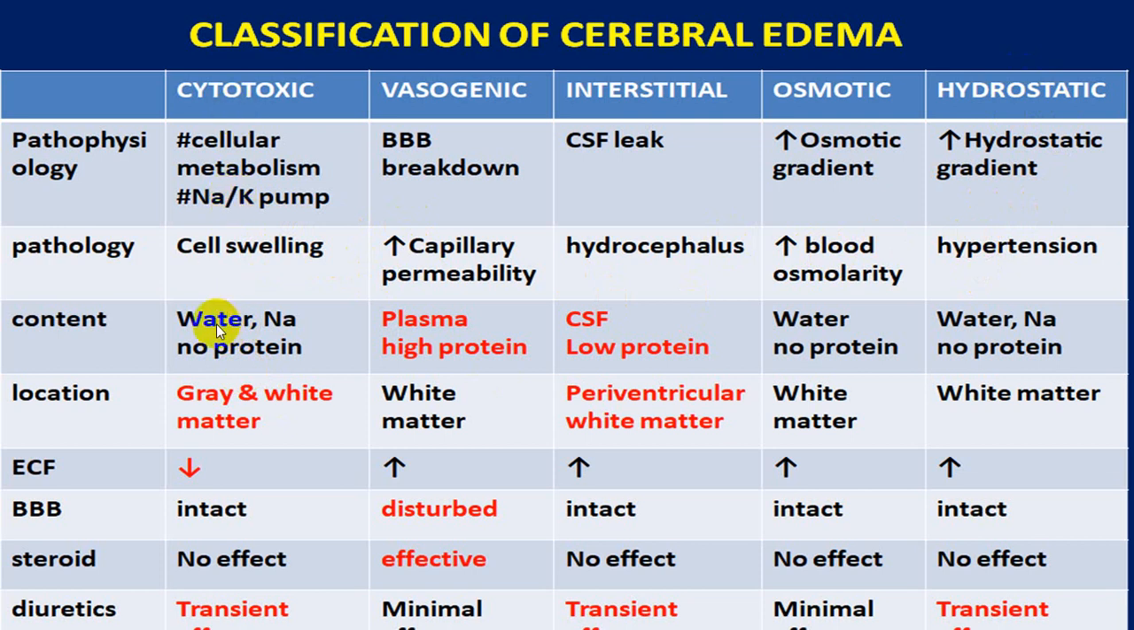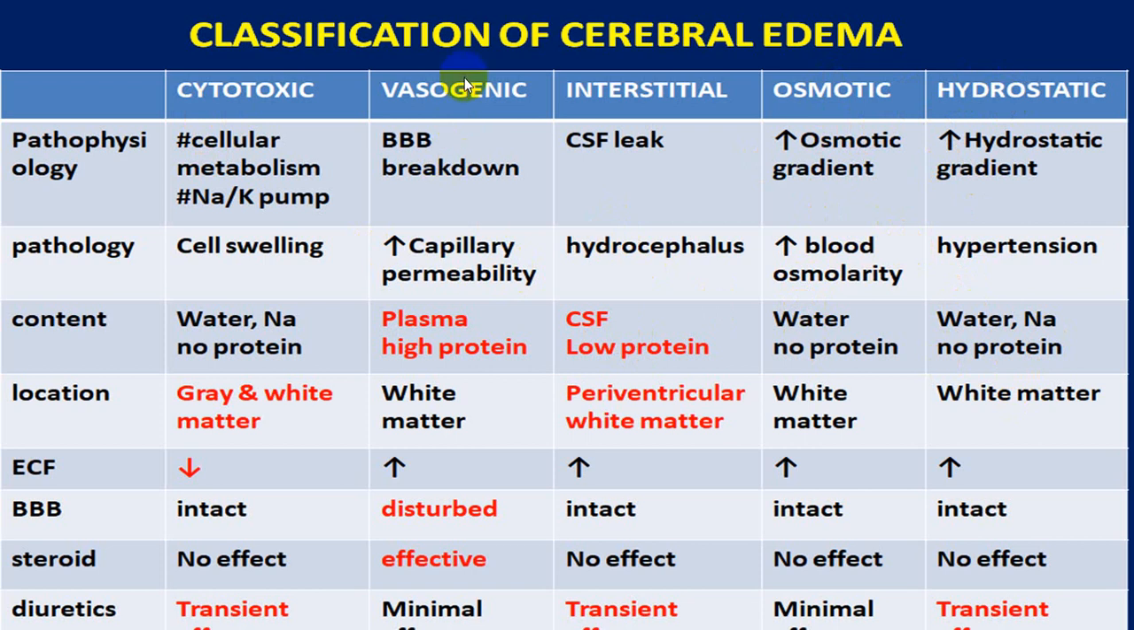In the cytotoxic variety, it is mainly water and sodium, no protein, but in vasogenic, it will be high protein content, and this will be very peculiar in inflammatory damage, inflammation, tumors, etc. While in interstitial, it will mainly be water, very low protein. Again, in osmotic, mainly water, no protein. In hydrostatic, mainly water and sodium, no protein. Indirectly, cytotoxic, osmotic and hydrostatic are nearly the same.